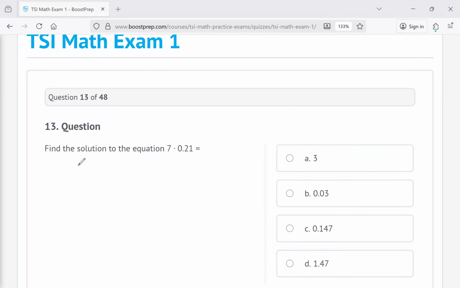Question three, find the solution of the equation. It's really as simple as it looks. It's 7 times 0.21. If you put that in the calculator, you get 1.47.